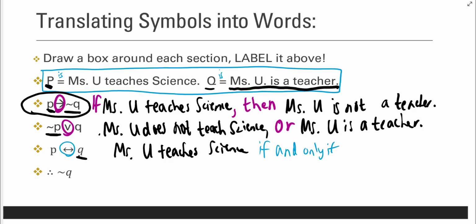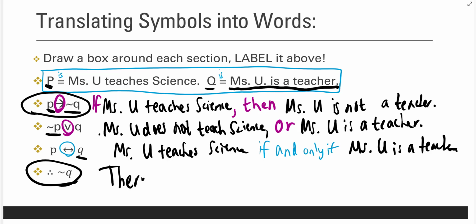So Q is Miss U is a teacher. And then the last one, the three dots mean therefore. Now it's the opposite of Q. So Q is Miss U is a teacher. So the opposite is Miss U is not a teacher.